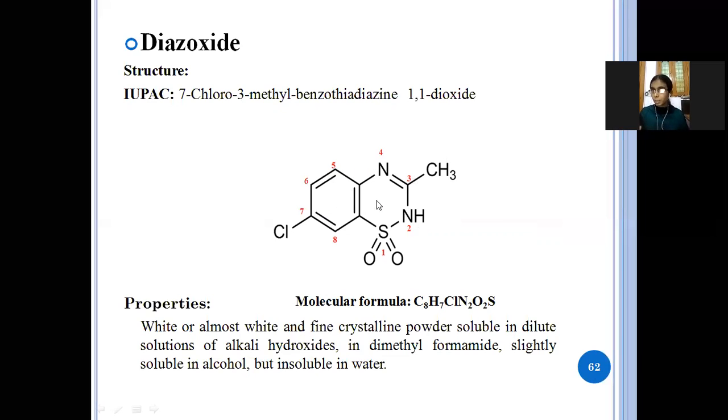So it is commonly known as benzothiadiazine. In the 7th position the chlorine atom is there, in the 3rd position a methyl group, and in the 1st position two oxygen atoms, so it is called dioxide. So 7-chloro-3-methyl-1-benzothiadiazine 1,1-dioxide. Its properties are: it is a white or almost white crystalline powder, soluble in dilute solutions of alkali hydroxide, dimethylformamide, and alcohol, but insoluble in water.